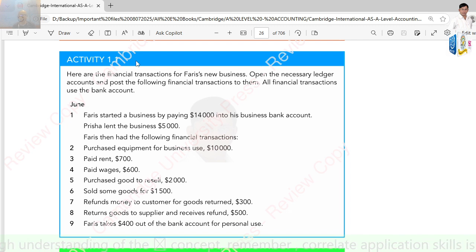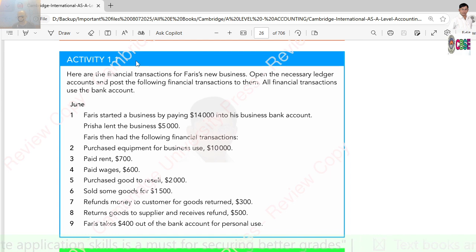So Faris started business by paying 14,000 into his business bank account. Prisha lent the business 5,000. So what we are supposed to do here: record all the financial transactions for Faris's new business. Open the necessary ledger accounts and post the following financial transactions to them. All financial transactions use the bank account.